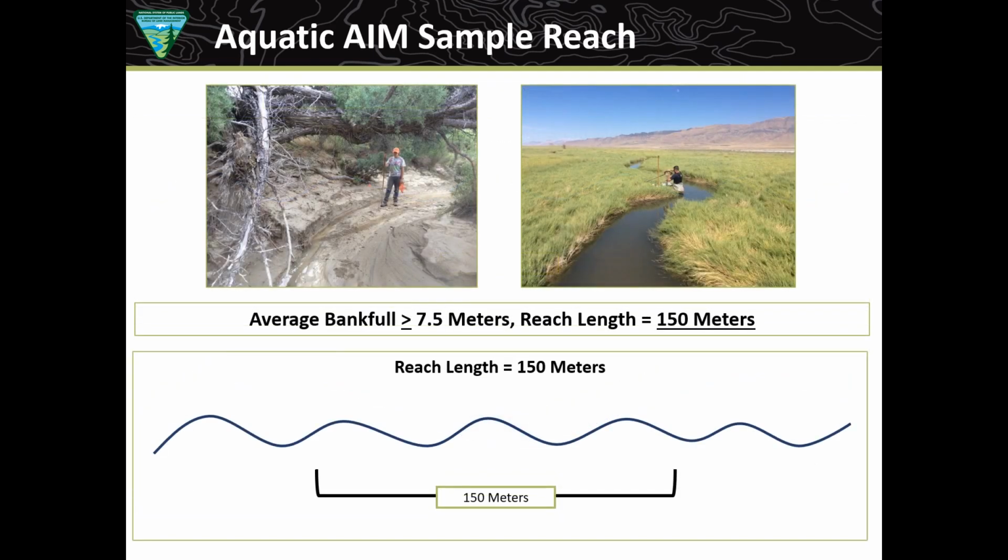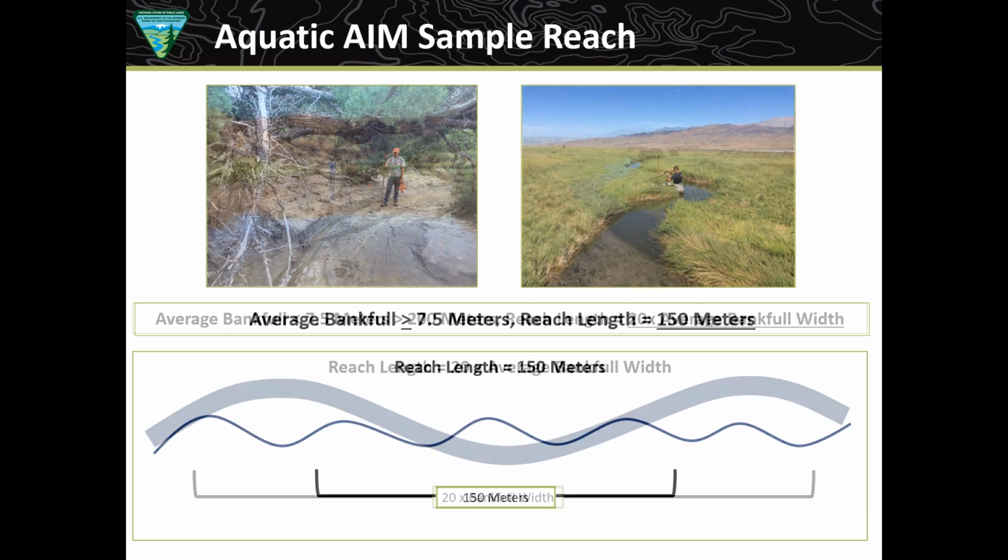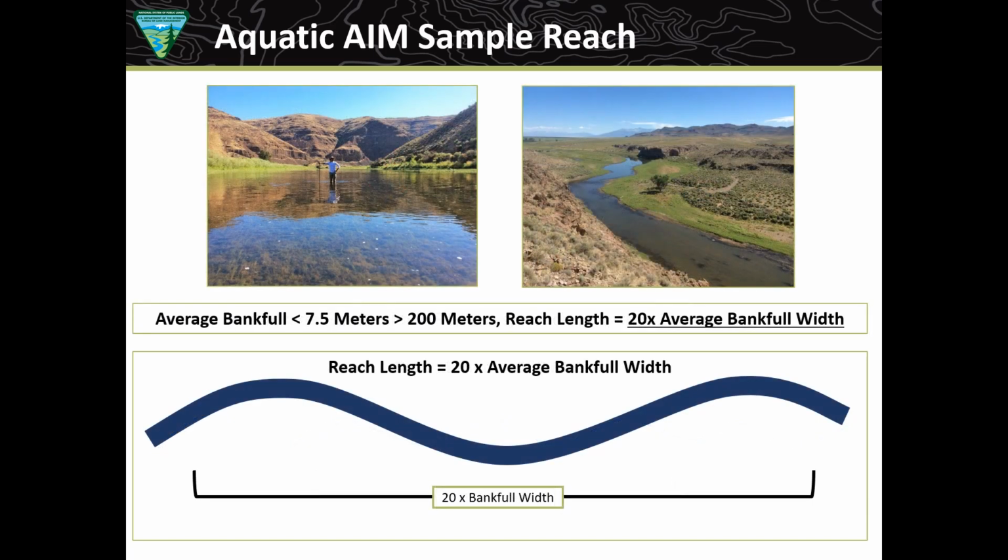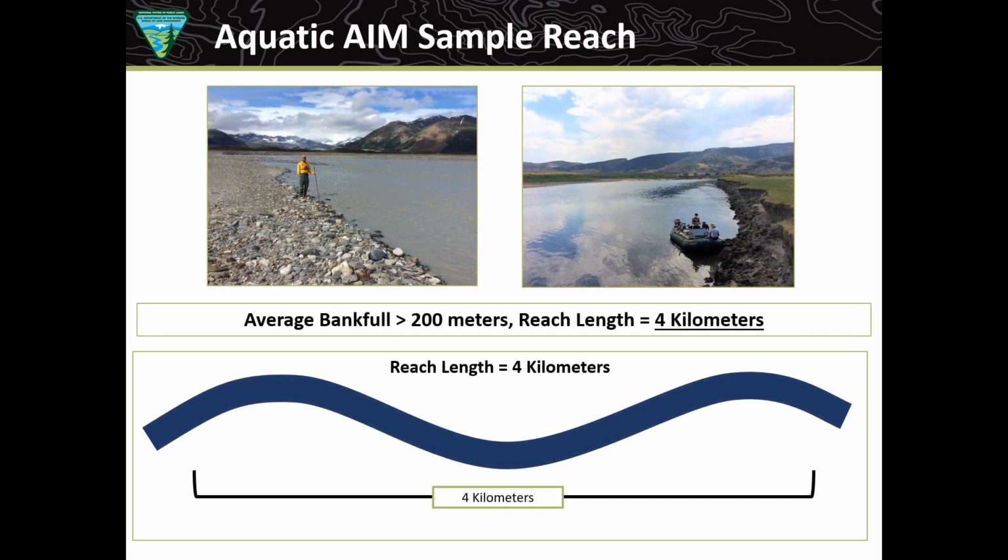For small and medium-sized streams with an average bankful width of 7.5 meters or less, reach length will always be 150 meters. For larger streams where average bankful width is greater than 7.5 meters and less than 200 meters, reach length will be 20 times the average bankful width of the reach. For large rivers, where average bankful is greater than 200 meters, the reach length will always be the maximum reach length, which is 4 kilometers.